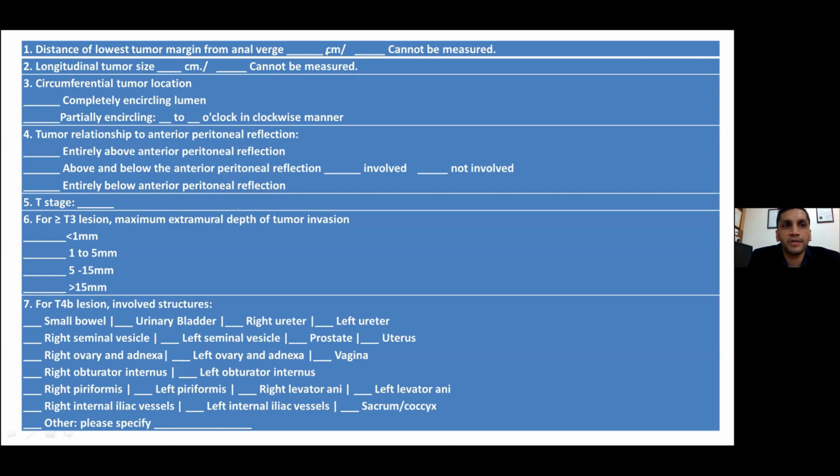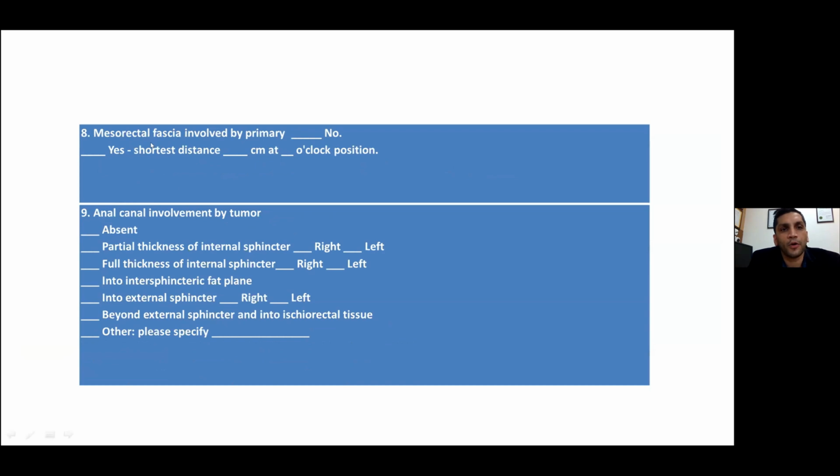So this is how we talk about the distance of the lowest part of the lesion from the anal verge, the longitudinal tumor size, the circumferential tumor location, the tumor relationship to the anterior peritoneal reflection, and what the T stage is. Mind you, on MRI it is very difficult to talk about T1 and T2. We can only talk about T2 versus T3. And in terms of a T3 lesion, what is the maximal extramural depth of tumor invasion depending on the staging, and whether it is a T4 lesion or not. Similarly, mesorectal fascia involvement and anal canal involvement by the tumor, whether it is partial thickness or full thickness, internal sphincter involvement, whether it is going into the intersphincteric fat plane or even beyond into the external sphincter.